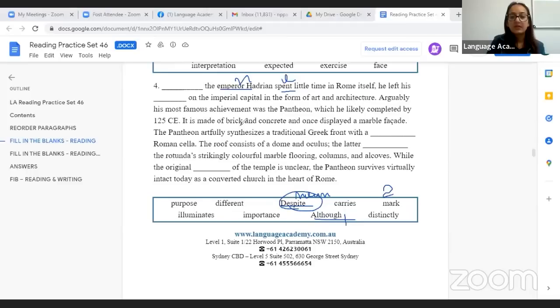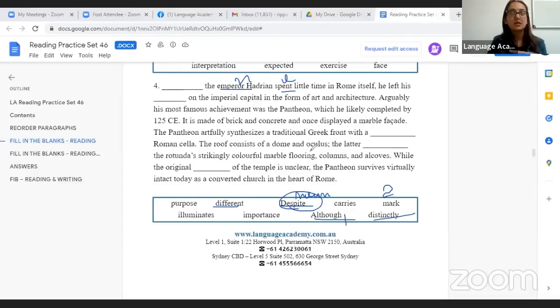Made of brick and concrete and once displayed a marble facade. The Pantheon artfully synthesizes a traditional Greek front with a dash Roman cella. So here it was between different and distinctly. Different just means different is used for different types of something, different kinds of something. But distinctive is used when you want to say something which is very different from others, which is one of a kind. Then we use the word distinct and not different. So that is a difference.